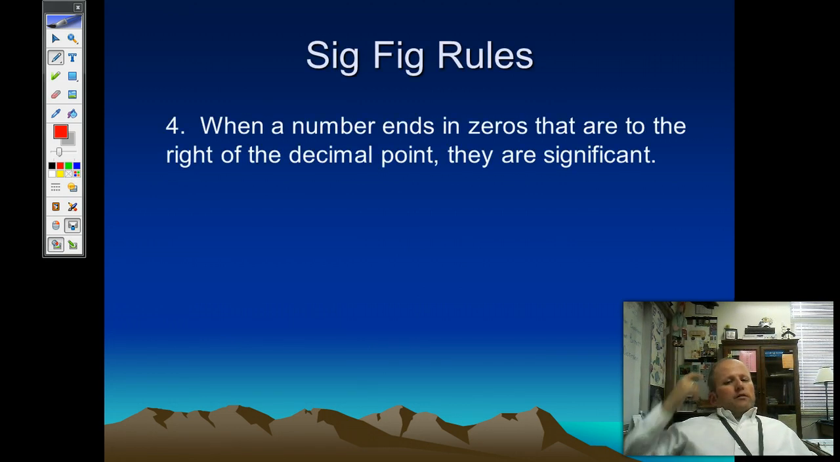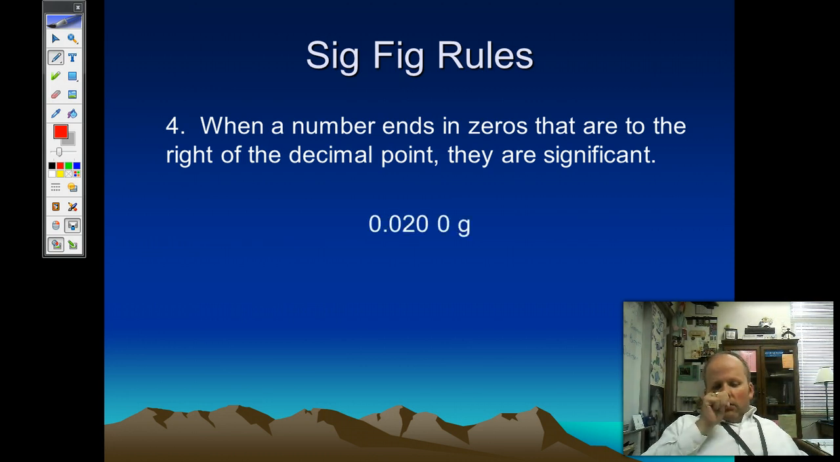When a number ends in zeros that are to the right of the decimal point, they are significant. So let's say you have a number that ends in zeros. The zeros are to the right of the decimal point, then they are significant. They have to be counted. Now we've got a couple of things going on in this problem. Let you think about it.